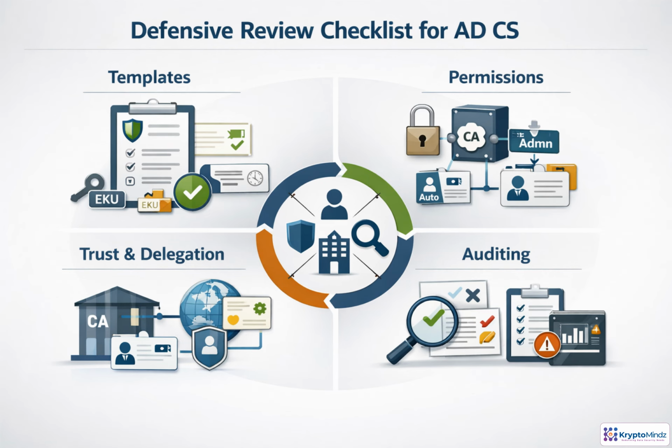Use a structured checklist as your recurring ADCS health exam. Start by walking templates. What they can issue, to whom, for how long, and with what approval requirements. Then verify who can enroll, auto-enroll, modify templates, and manage the CA. Next, confirm trust and delegation. Which enrollment agents and approvers can act for others, and which CAs are trusted in NT-auth. Finally, review auditing. What's logged, how often it's reviewed, and how you investigate suspicious certificates.